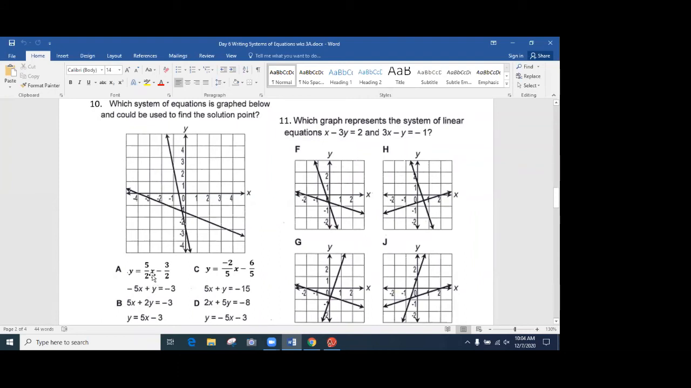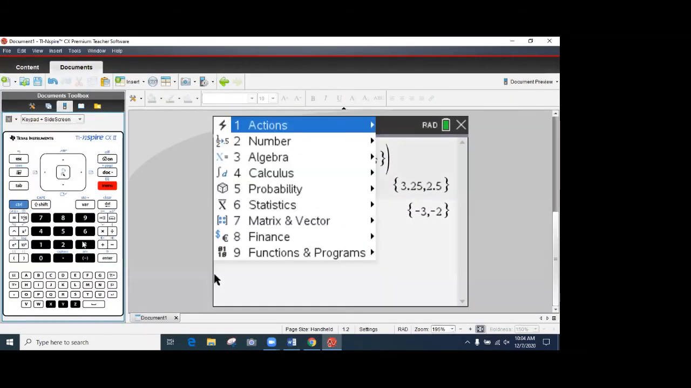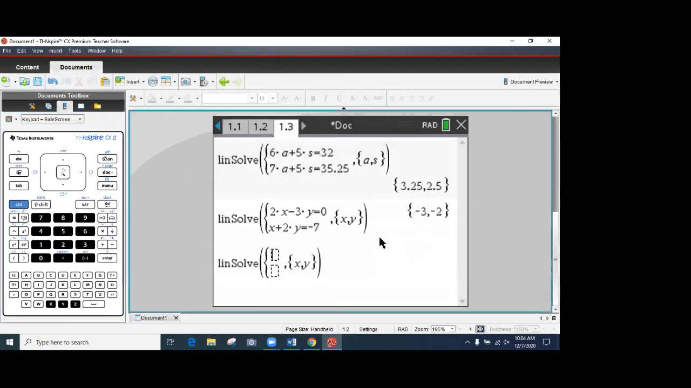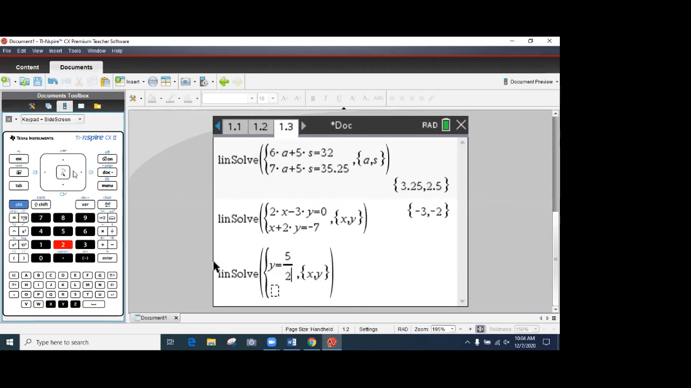Now, if all of these were y equals, could you type this into graphs? Yes. But when I look at this, not all of these are y equals. So unfortunately, when I have two equations and they're not both y equals, I'm going to plug them into menu 3, 2. We're going to go to menu 3, 2. Hit OK. Does anybody read this to me? y equals? 5 over 2 x.